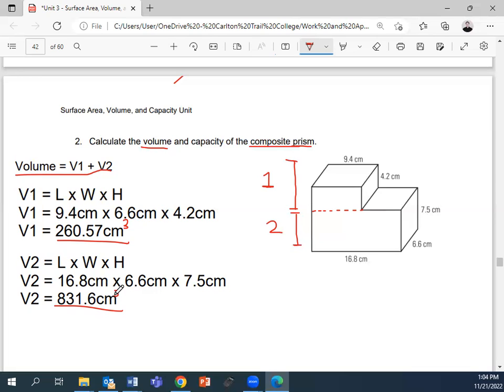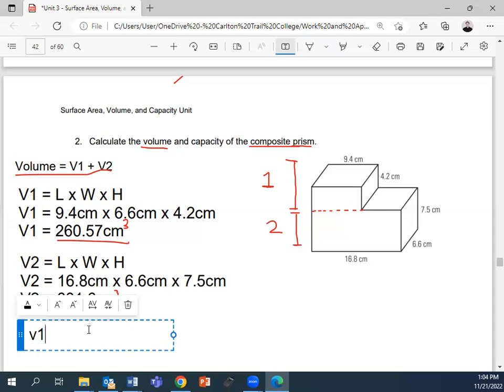Oh, yeah. So all I need to do now is remember my original formula, the volume of shape 1 plus the volume of shape 2. I have those now, so we just have to add them, right? So remember, I find this just by doing V1 plus V2, which is just going to give me 1,092.17 centimeters cubed.